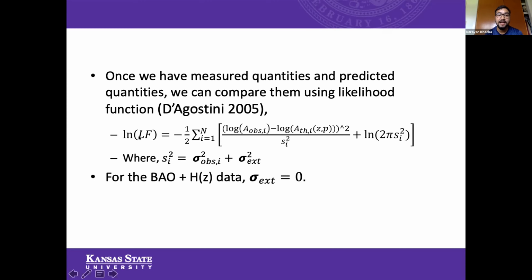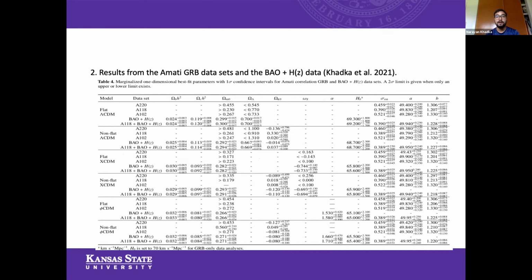Then we maximize this likelihood function using the MCMC sampling method implemented in the Monte Python and CLASS code. By maximizing this likelihood function, we determine the best-fit values for the free parameters of the cosmological models, and also we determine the corresponding uncertainties on the free parameters. We performed that analysis and we have some results here. These results are from Khadka et al. 2021.